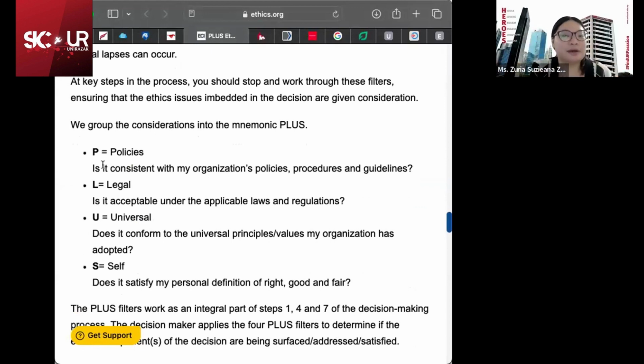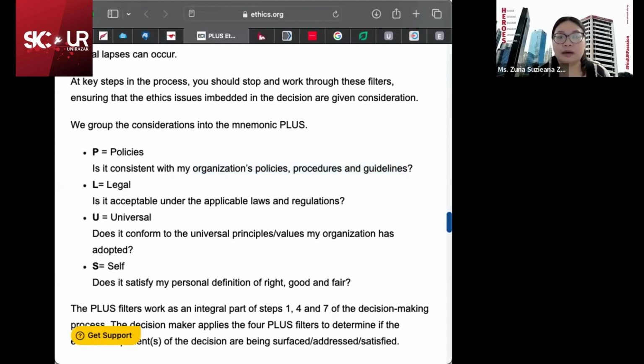Ask yourself about PLUS. Okay, P for policy, L legal, U universal, and S self. So you ask questions. First one is policy. Is it consistent with my organization's policy, procedure, and guidelines? So any kind of alternative that you want, any kind of outcome, any decision that you want to implement, take a look at whether it's aligned with the policy, procedure, and guidelines first or not. You have to ask those questions.